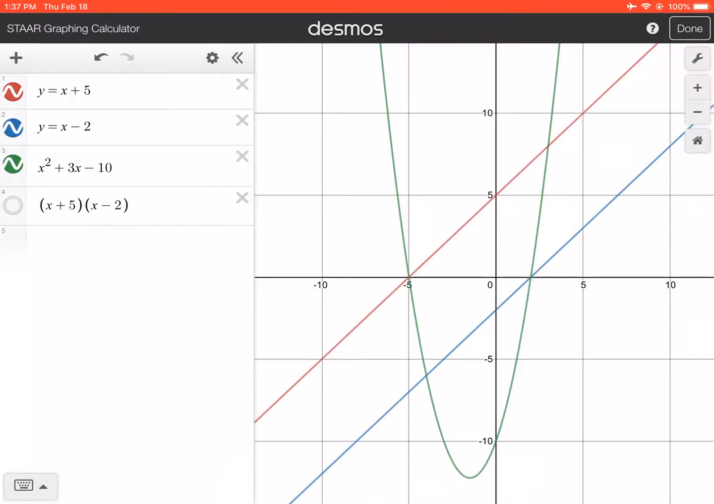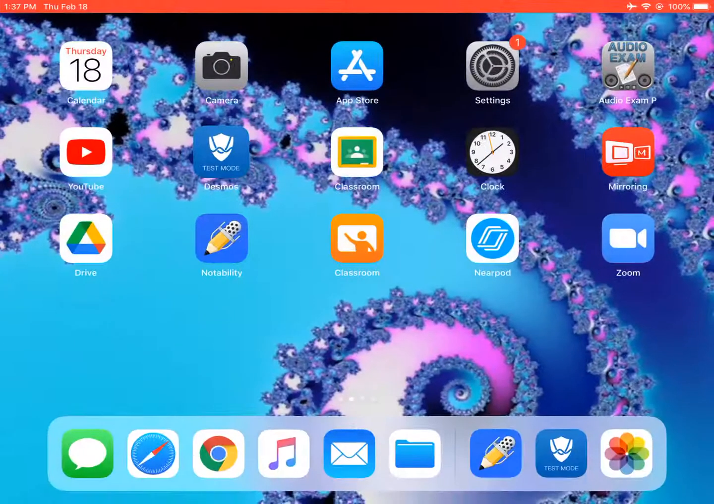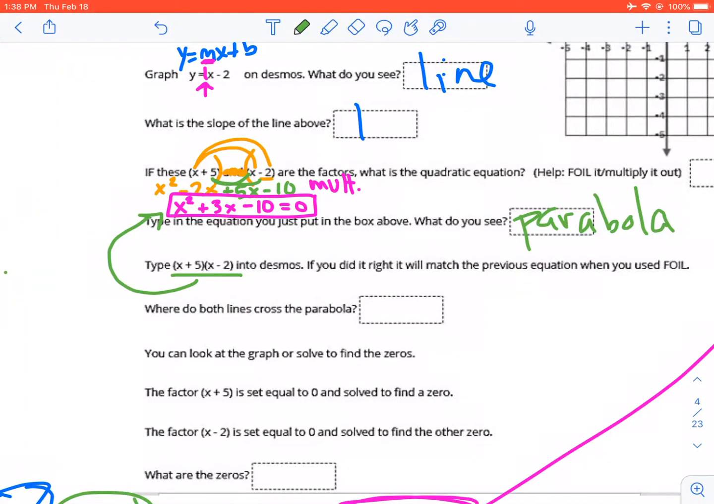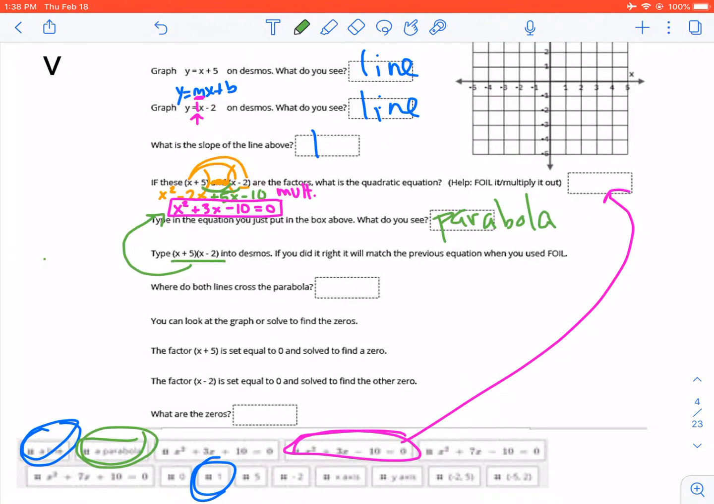And I already typed that in, and now it's purple. And as you can see, that purple covered up the green. And I'm checking to see if I did it right, to see if they were equal. And because they are in the same place, yes, they are equal. That means I did it right. I FOILed correctly.